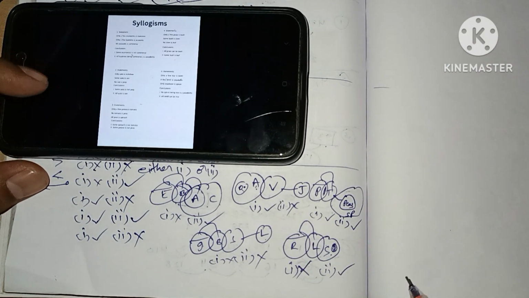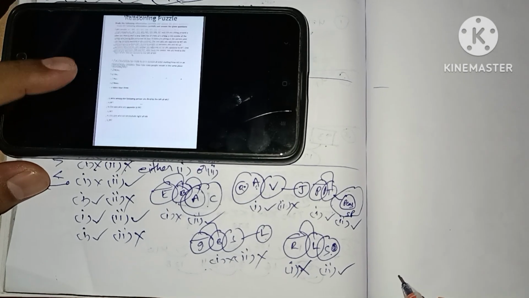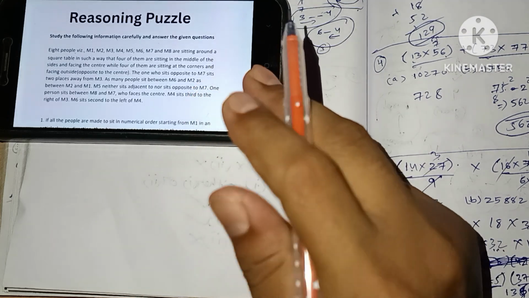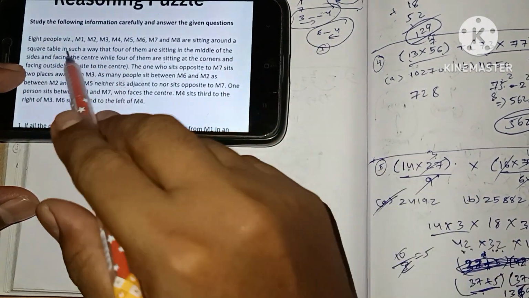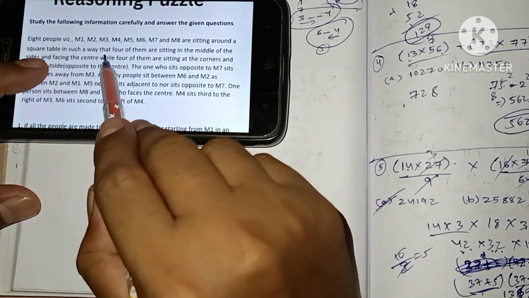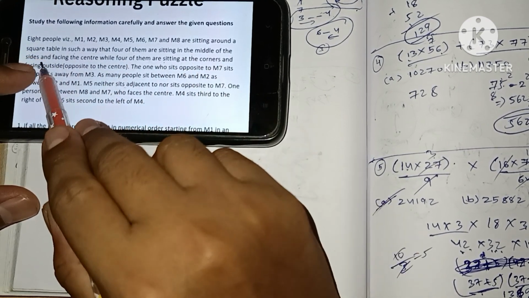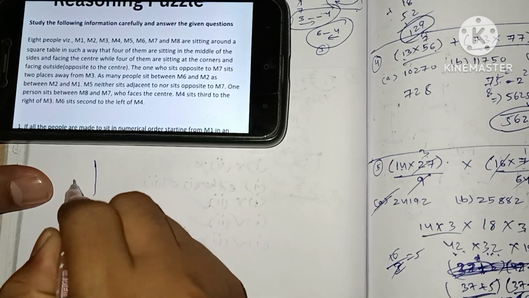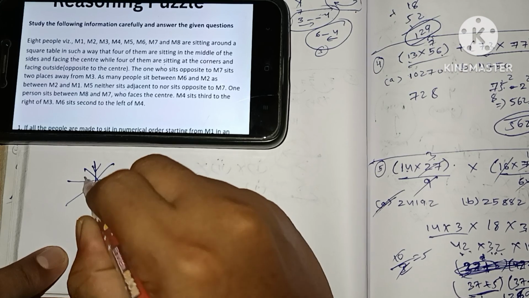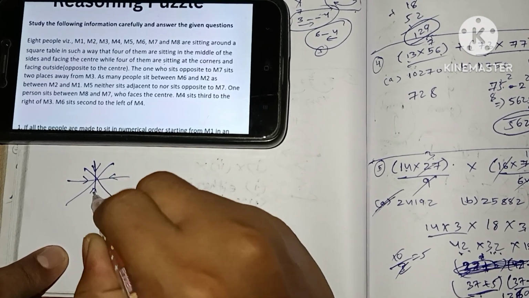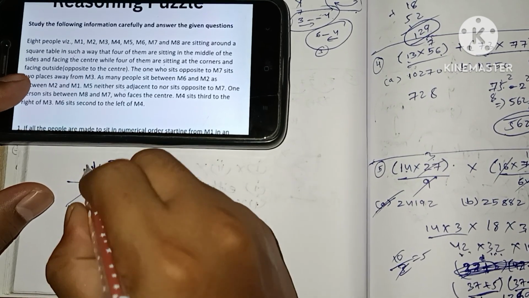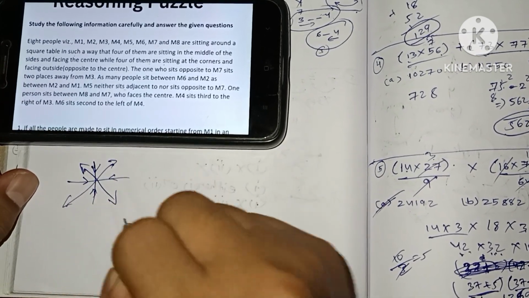Now we are going to solve a reasoning puzzle. This one. Now let's note the rough statements using this question. Eight persons are sitting around a square table such that four of them are sitting in the middle of the side and facing the center. So for eight persons I draw like this, and the ones in the middle of the sides are facing the center, while four of them are sitting at the corners facing outside. So these are facing outside, the corners facing outside.